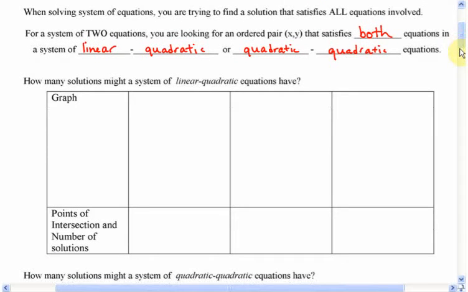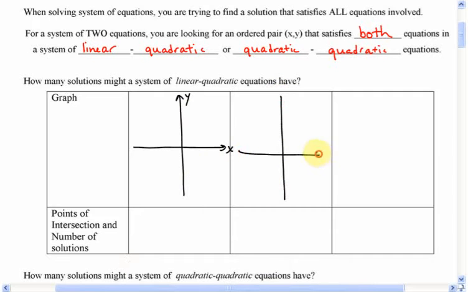Well, let me just draw a few examples for you, and then hopefully from the examples you can see the different number of solutions. So here's the first one. Well, let me draw the axes first. Okay. And by the way, when you're watching this video, if I'm going too fast, just press pause. If I'm going too slow, fast forward.